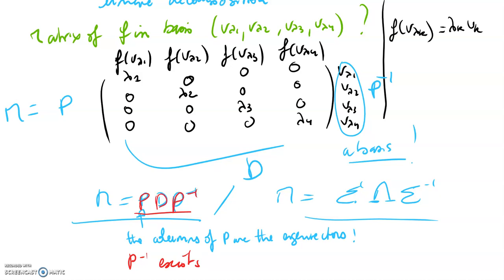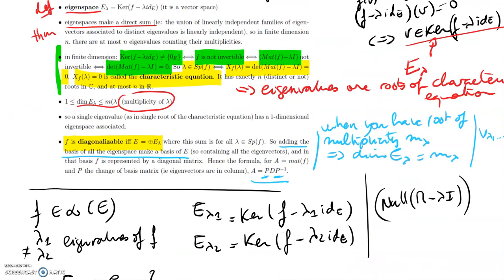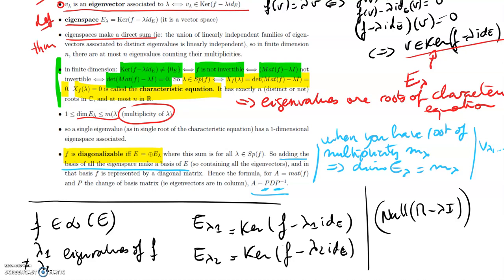So you need P minus 1. Of course, you need all these eigenvectors to be linearly independent. You need enough of those to make a basis. Okay, so that's it, right? So that's the final formula.